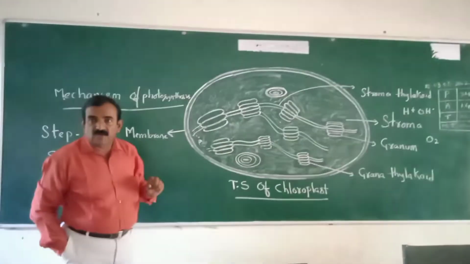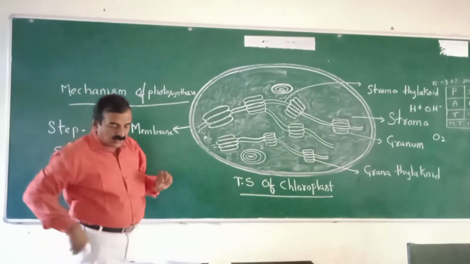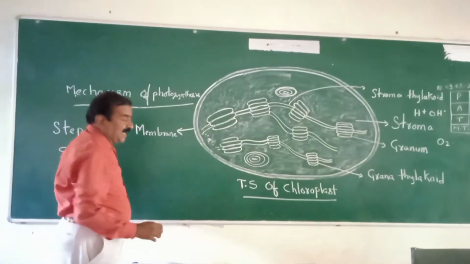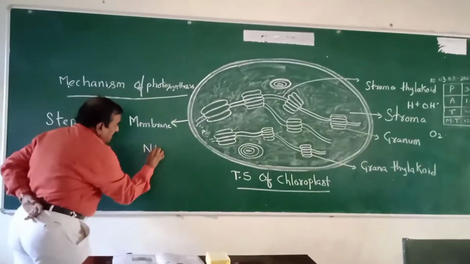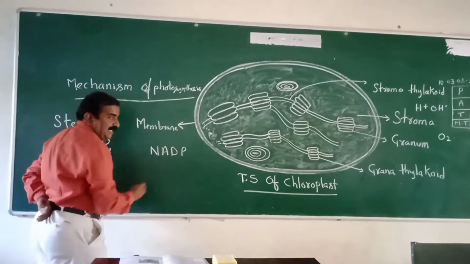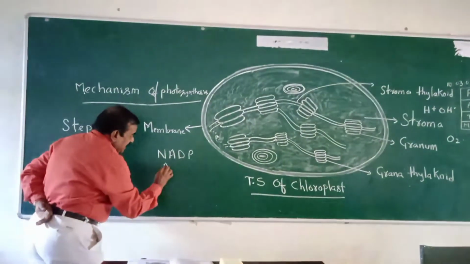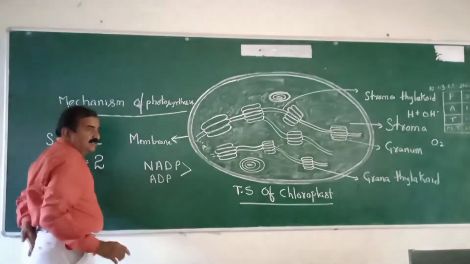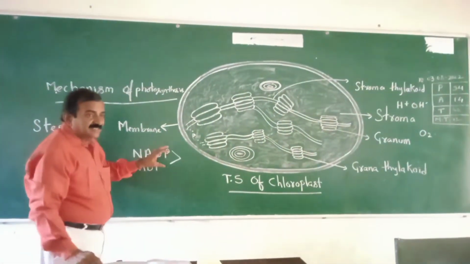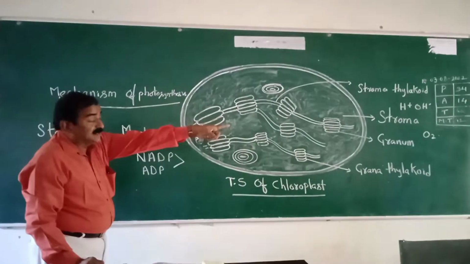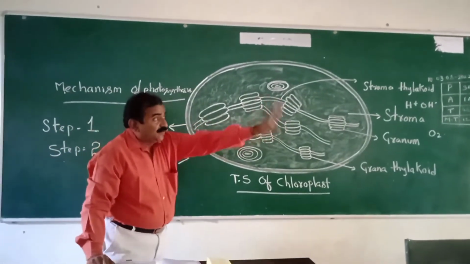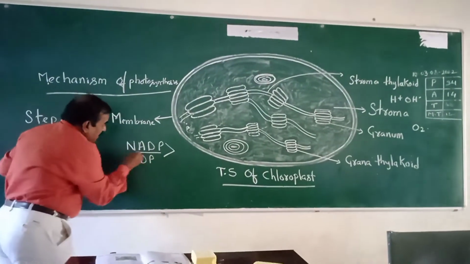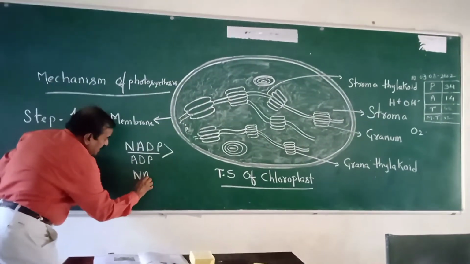Next, I am telling step 2. Here in the chloroplast, NADP is present, a compound, and ADP is present, a compound. These compounds take the hydrogens which are released during photolysis, and thereby NADP is reduced to NADPH.